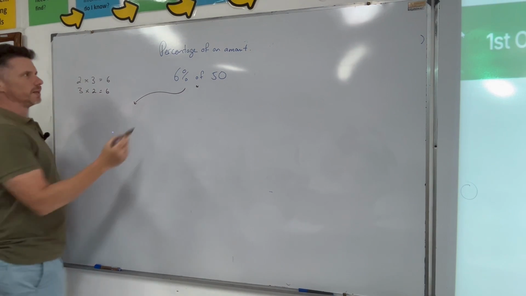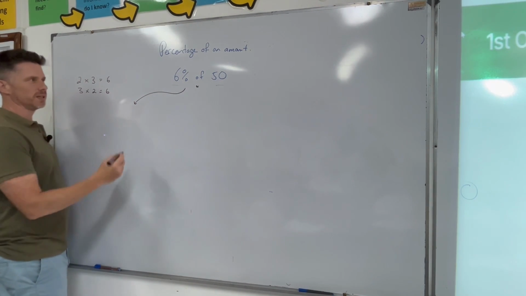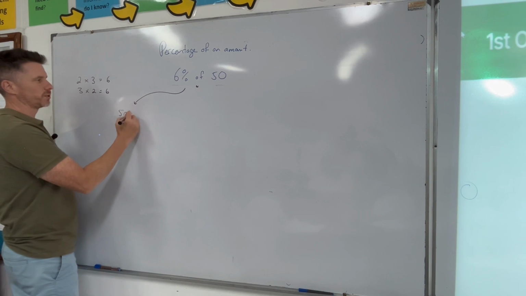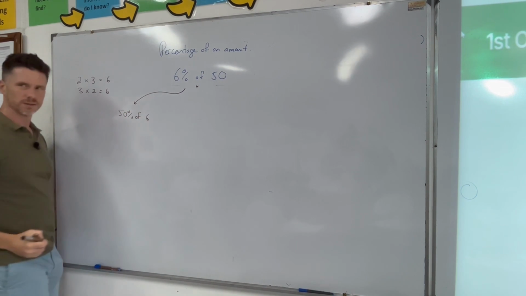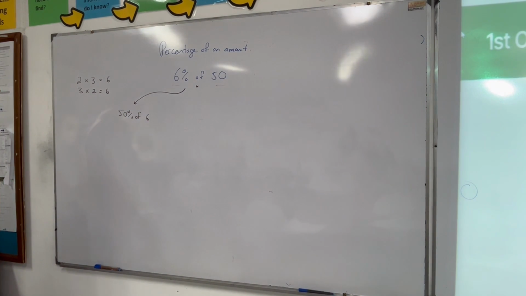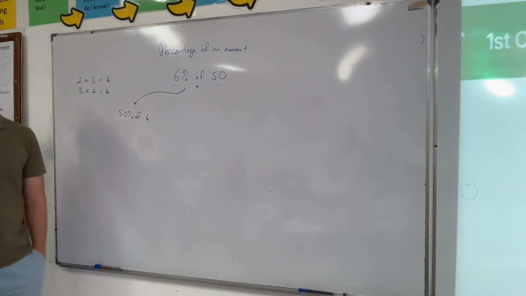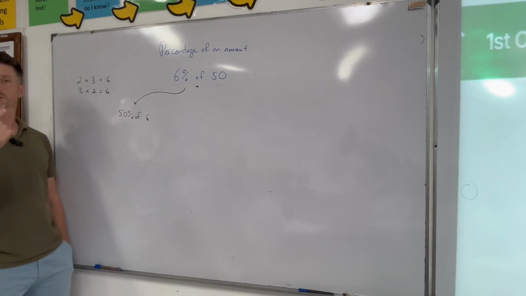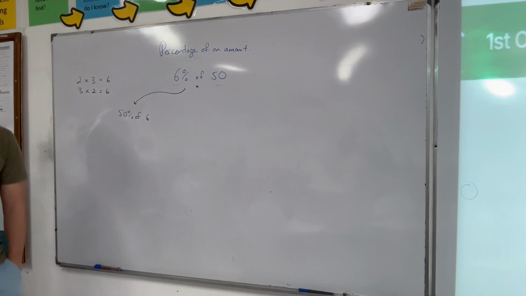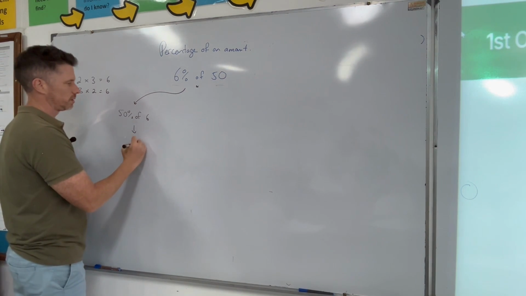So 6% of 50 is the same question as 50% of 6. Which is easier to do? 50% of 6, because you know that's 3 straight away. So if you ever want, you can switch them around. That's one thing you can do. That's one method. So that is the answer, 3.